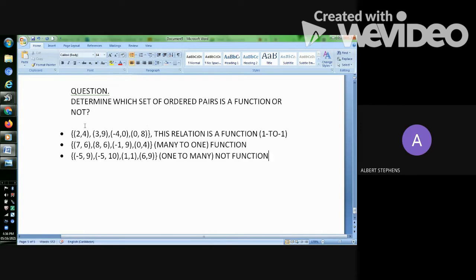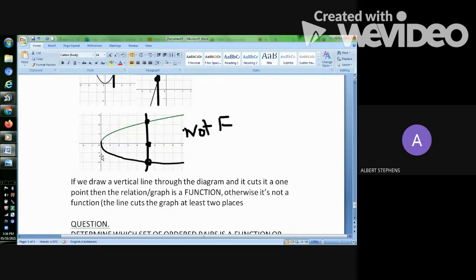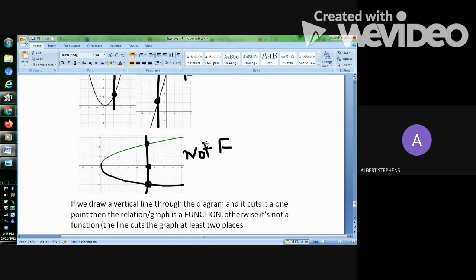You know why? Because two X values, look at it, -5 and -5. In other words, -5 goes to 9 and -5 also goes to what? 10. So it's something similar to this mapping diagram. Look at this: 5 is going to 2 and 5 is going to -2. So that's not a function.